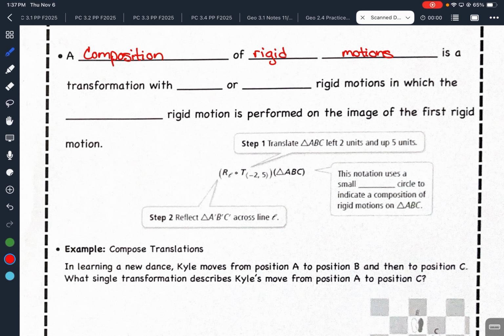And so far you have translations and reflections. We will have rotations next week. A composition is a transformation with 2 or more rigid motions in which the second rigid motion is performed on the image of the first rigid motion. So what that means is you start at the furthest right and move left.